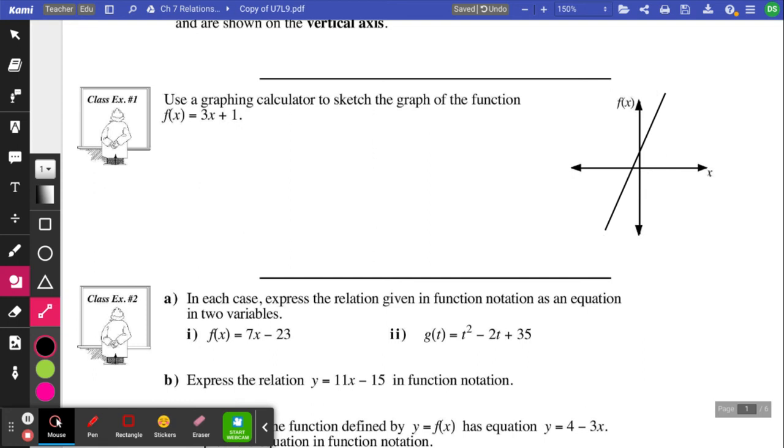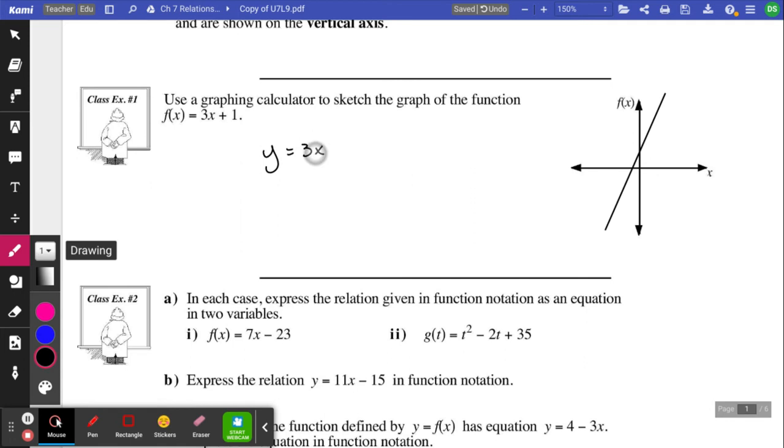Okay, there it is. Use the calculator to sketch the graph of the function. Done. Then it says, okay, so no big deal. We just go y equals 3x plus 1. So graphing is not hard. Just change the f of x to a y in your mind and you're done.